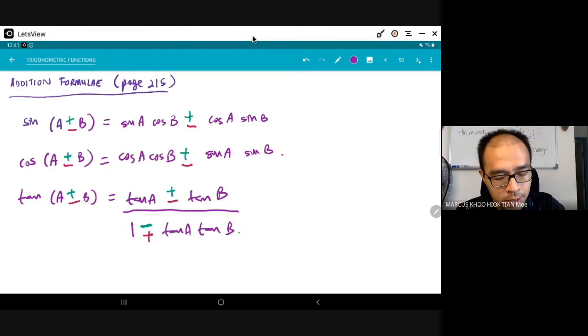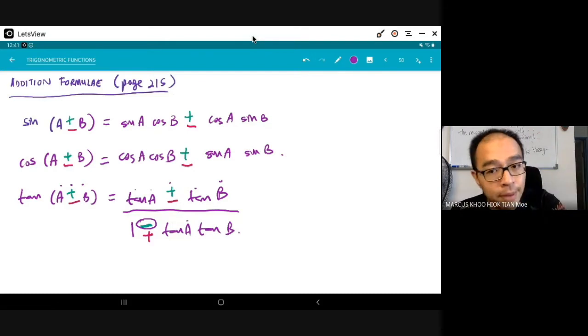Tangent A plus B equals tangent A plus tangent B over 1 minus tangent A tangent B. So everything depends on which route you follow. You're following the green path or you're following the red path. But this is in a nutshell the summary of the 3 addition formulas.